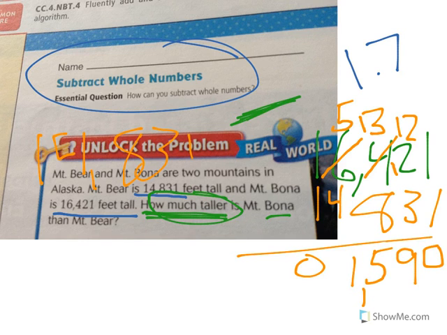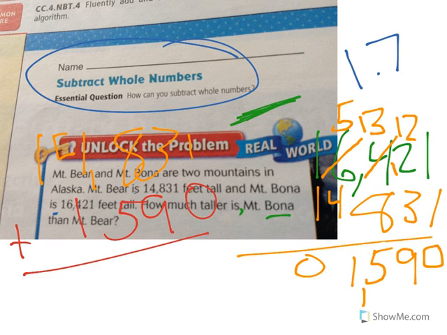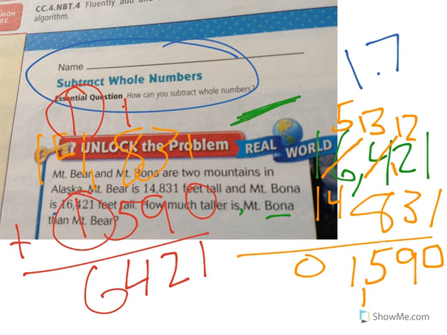I can check this. Let's take 14,831 and add 1,590. 1 plus 0 is 1. 9 plus 3 is 12. Remember, we have to regroup. 8 plus 5 is 13, plus 1 is 14. We have to regroup again. 4 plus this one is 6, and 1 plus 0 is 1. So does that number match? It does, so we got it correct. Awesome! Love when we do it right.